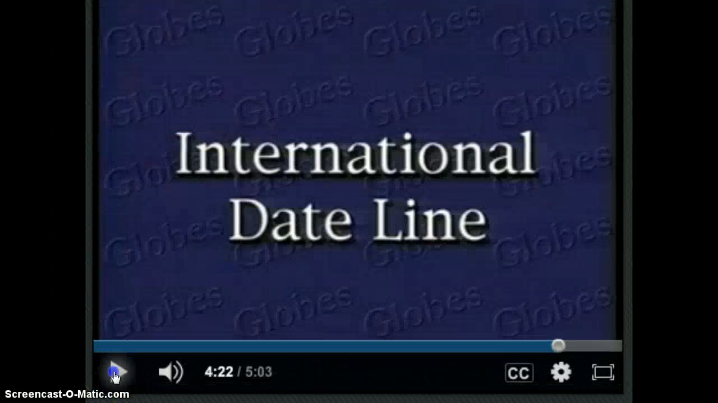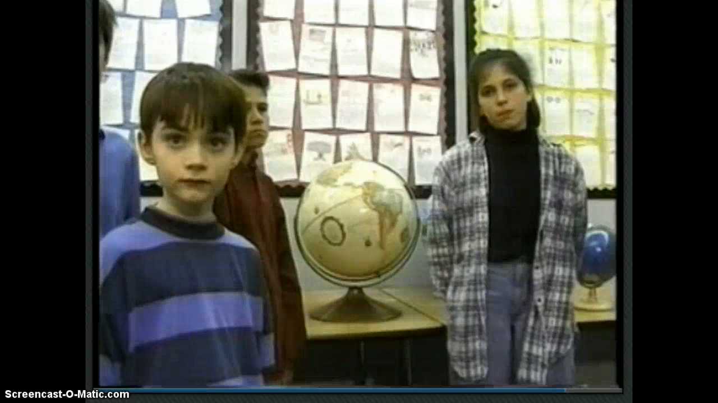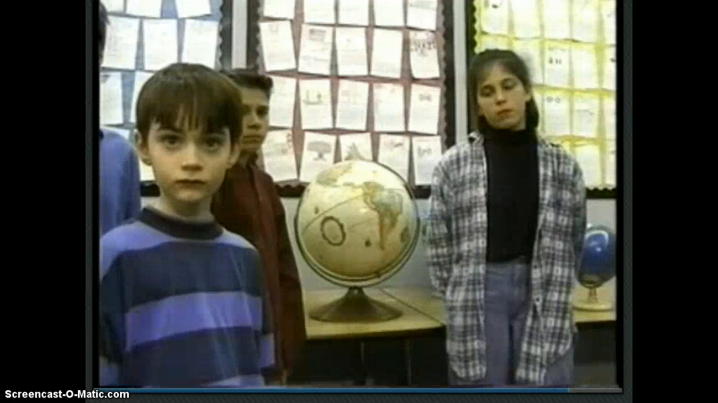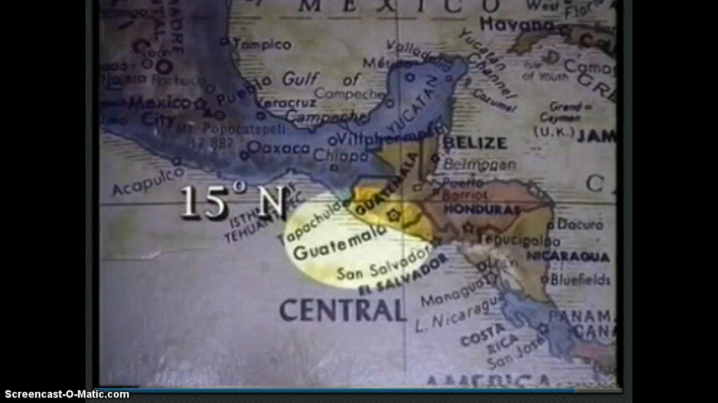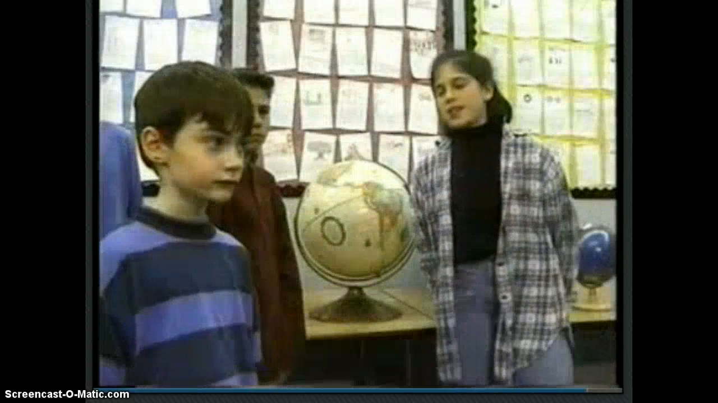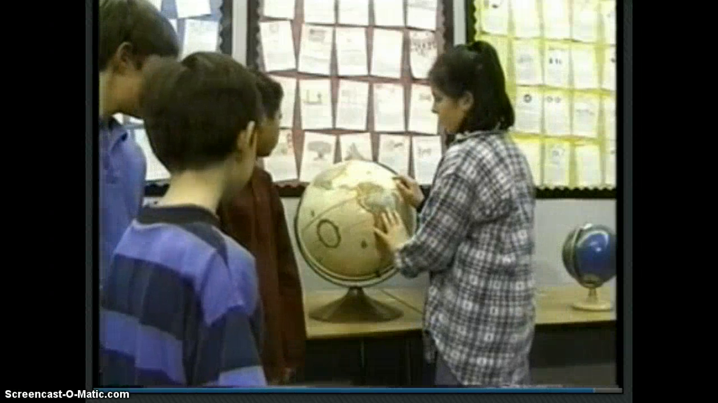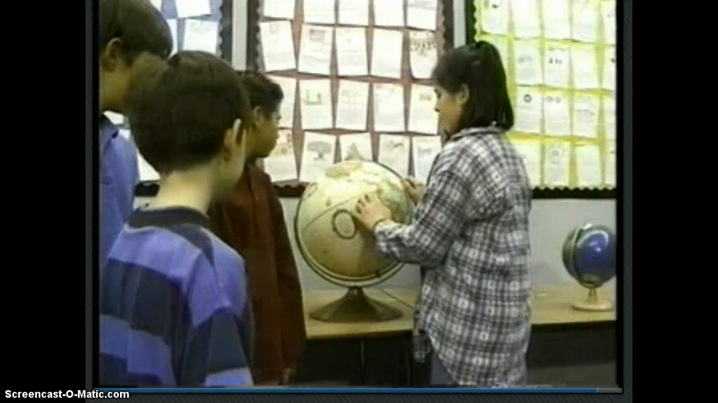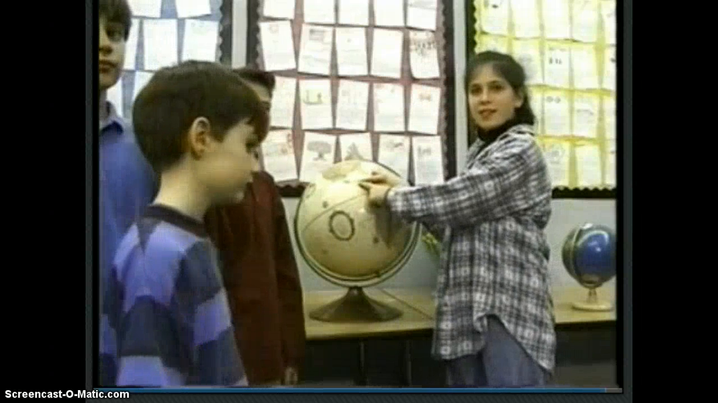Before we move ahead, let's come back to the question about locating Guatemala City, Guatemala. Could you find Guatemala City now if you were told it was located at 15 degrees north and 90 degrees west? I think so. Well, here's 15 degrees north, and here's 90 degrees west. There it is. That's it exactly.